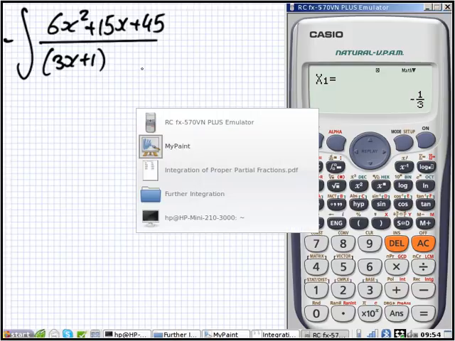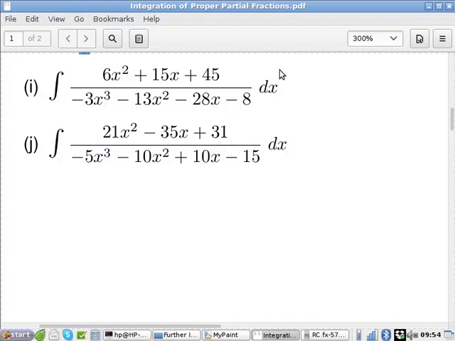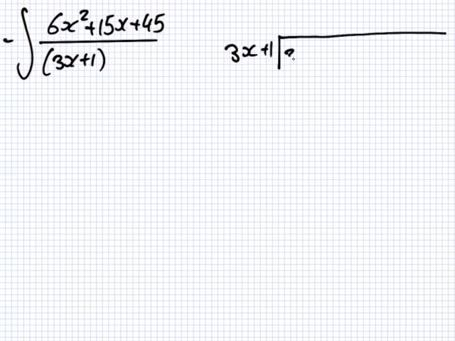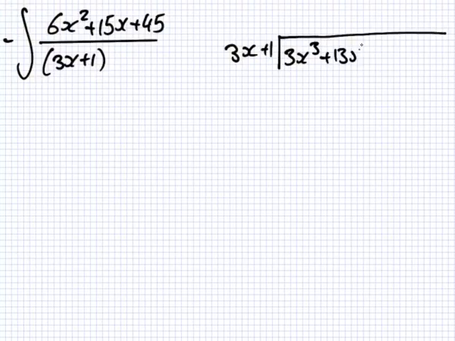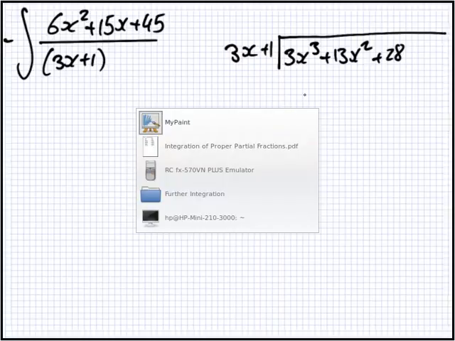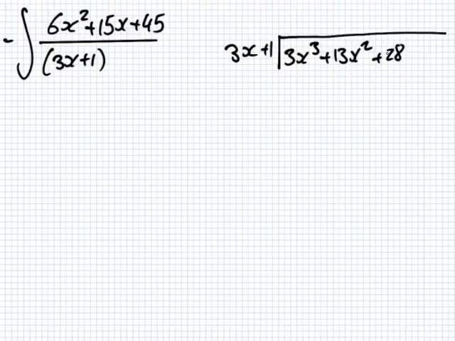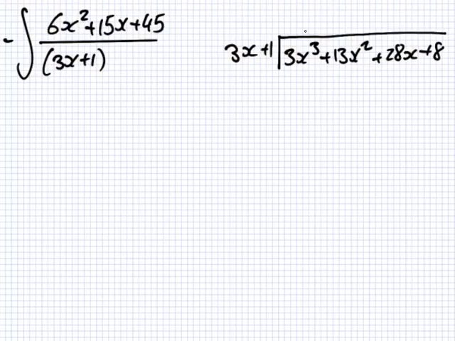So we get the other factor, do you remember how? Long division. So we need to do 3x plus 1 divided into the cubic, which is 3x cubed plus 13x squared plus 28x plus 8. Well, that has to be x squared, so that's 3x cubed plus x squared.